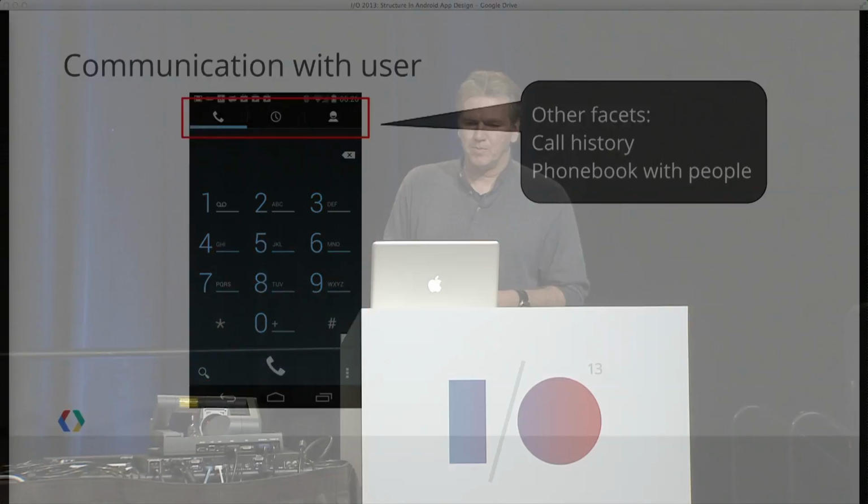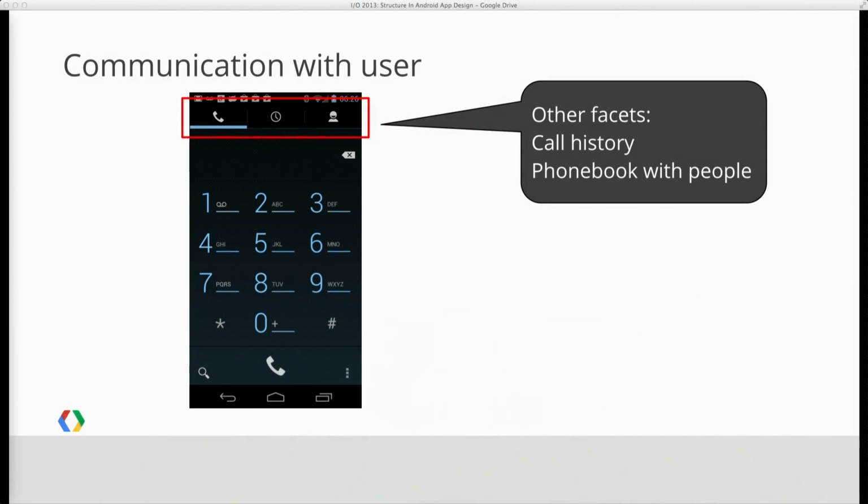But besides the purpose, it also introduces the breadth of functionality, how wide your app is. What else can I do? And here the other facets, for example, in the calling app are call history, and there's also the phone book, and I can immediately see that. So this kind of information should disclose itself as quickly as possible.